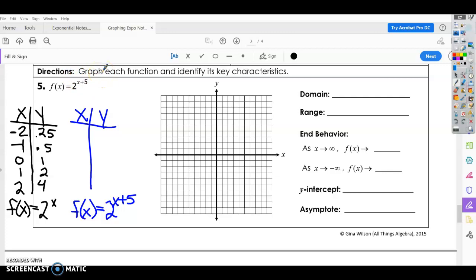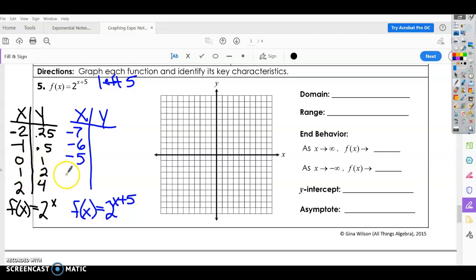So in the notes we just talked about the plus 5. That is a horizontal shift, and it's going to shift you left 5. So that means our x value is going to go negative or left 5. So if we take negative 2 and go left 5, that's going to put us at negative 7. If we go left 5 from negative 1, it's negative 6. Left 5.